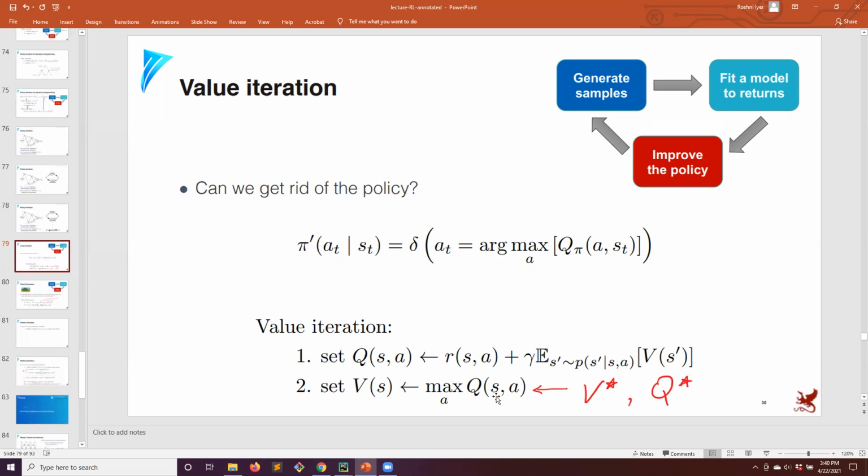But there's one problem here, and the problem is with this Q. So let me take a step back first. In this case, we imagine this in a tabular fashion, where we store all of these variables. We have the states and then the actions, and then we use that to compute all of this, the V and the Q.